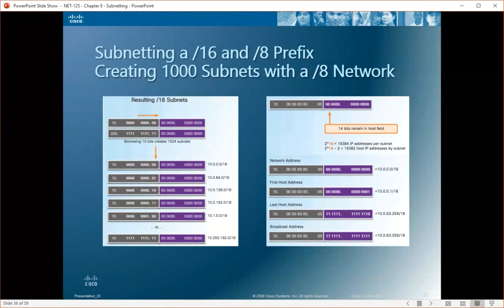If on the other hand I wanted to get down to a 4-bit borrow, I would take my 7, 2 to the 7th, 128, and cut it in half. 64 is to the 6th, 32 is to the 5th, 16 is to the 4th. So just getting comfortable with those powers of 2 is going to be very helpful for you with this.